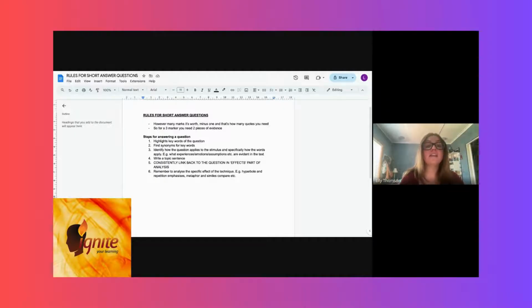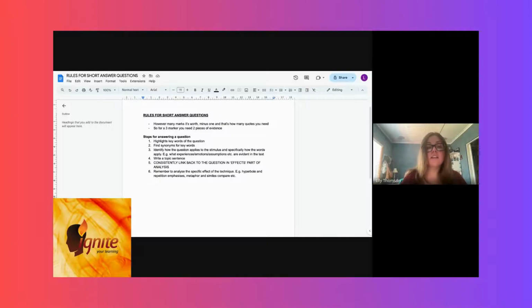So always highlight the keywords of the question first before you read the extract, because that means you're going to be approaching the extract really purposefully, knowing exactly what you're looking for. I also recommend writing out some synonyms for the keywords and some little notes to yourself before you start, knowing how it relates to the extract. So when you start writing, you know exactly how you're going to approach that question and what you're looking for and need to identify. So those are the first 2 rules.